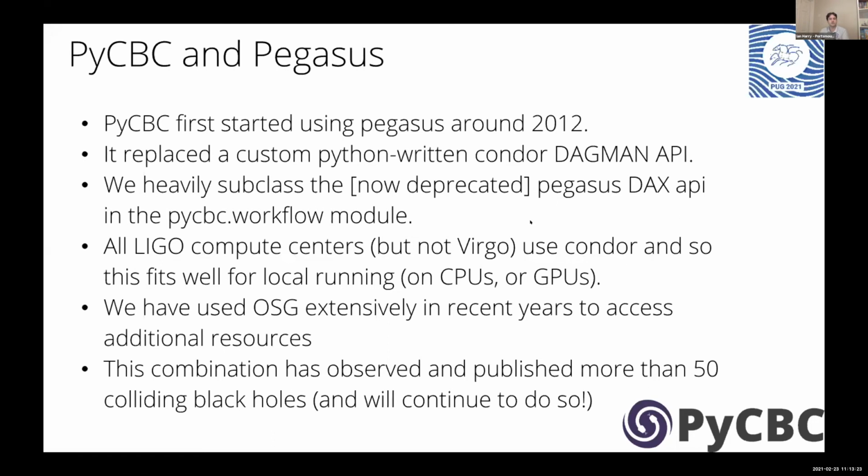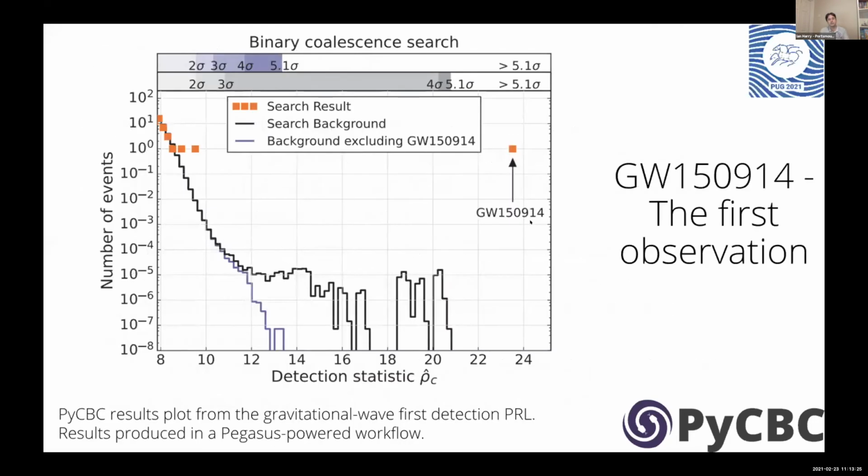So just to give some of the science highlights, here's a results plot that appeared in the gravitational wave first detection PRL. What this plot is showing, without going into the details, is that we have observed gravitational waves with a 5 sigma detection. It produced the headline statement that's in the abstract. And this is a plot that was produced in a Pegasus-powered workflow from within the collaborations from the PyCBC toolkit.